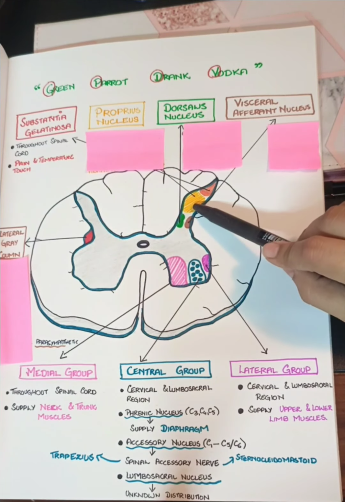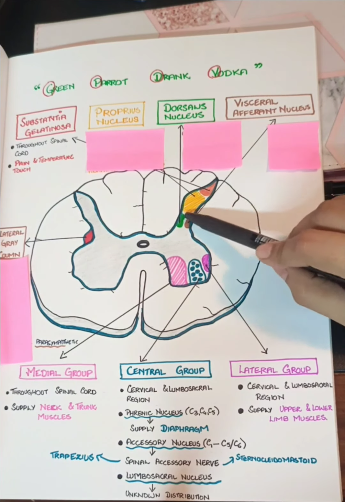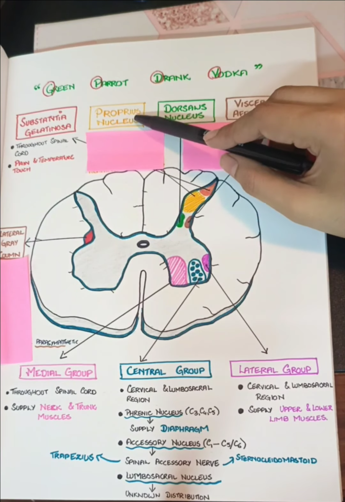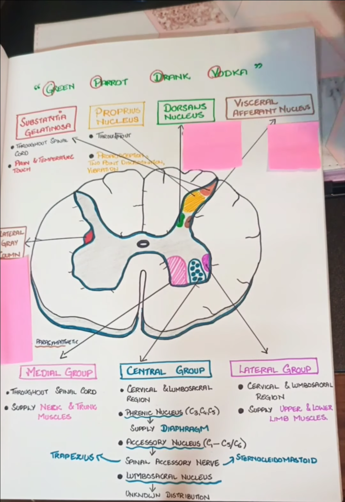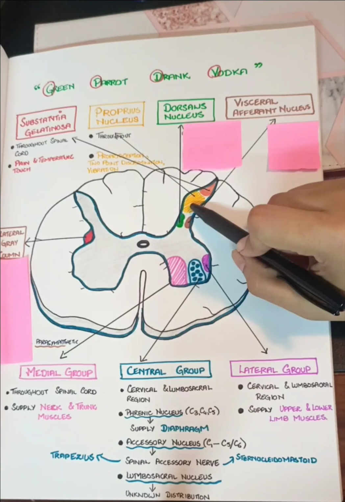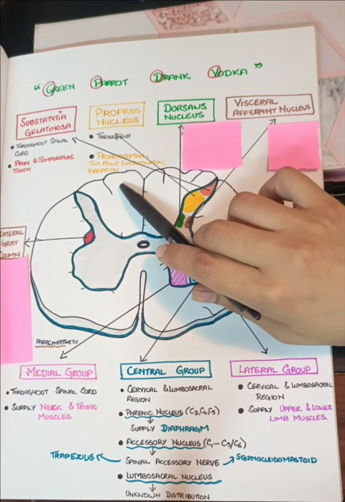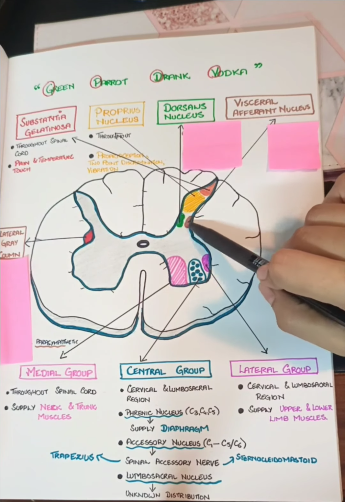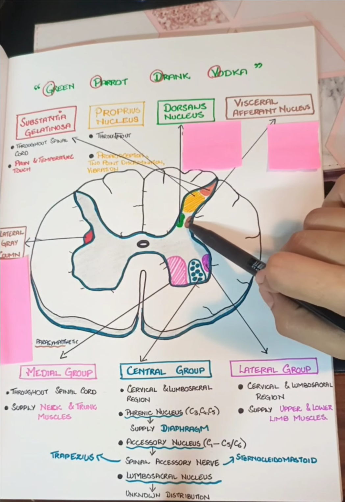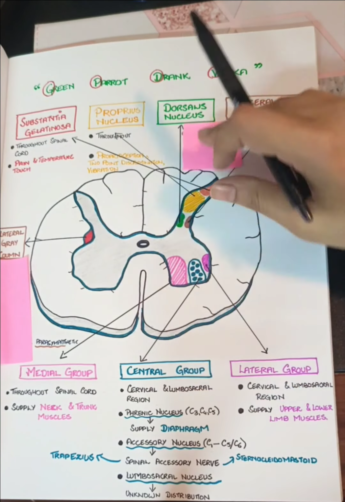Just ventral to the substantia gelatinosa, the larger group of nucleus is the proprius nucleus. This group of nucleus is also present throughout the length of the spinal cord, and this is concerned with the sensation of proprioception, 2-point discrimination, and vibration. Just ventral to this, we have two groups of nuclei which are not present throughout the length of the spinal cord. If we talk about this green one, this is the dorsalis nucleus.